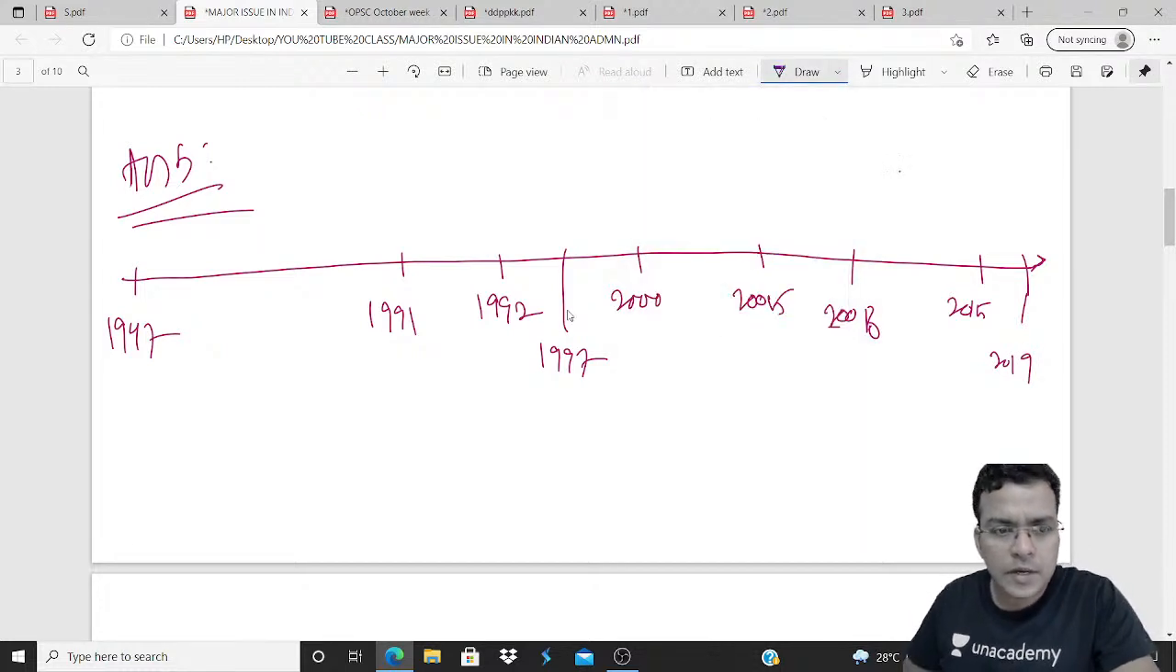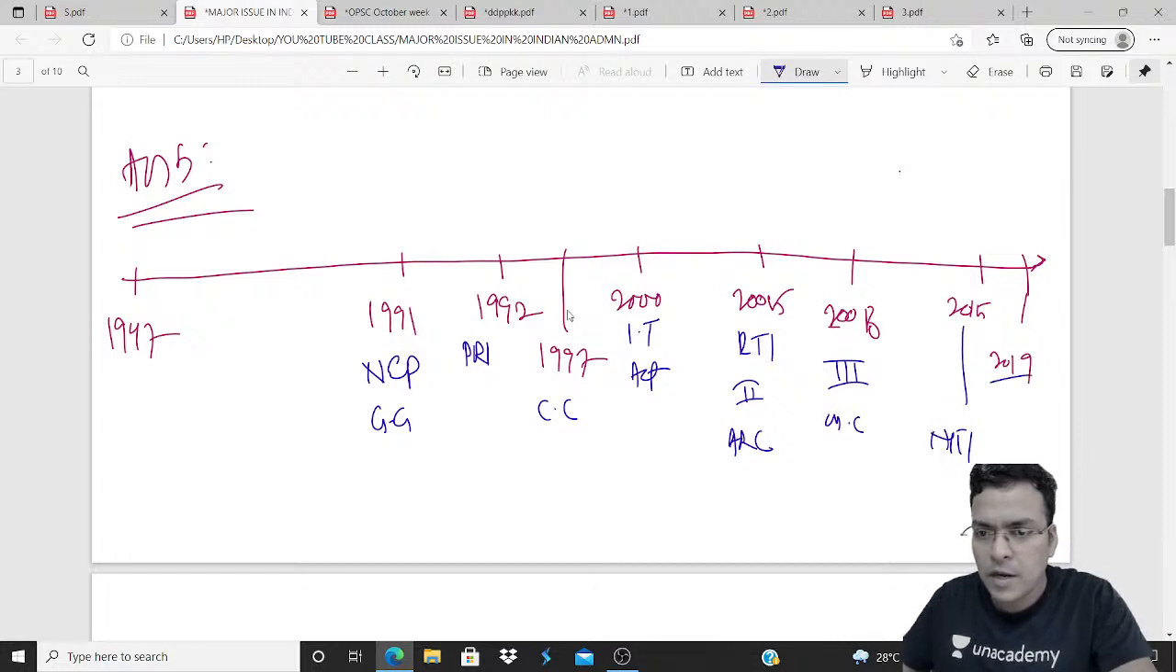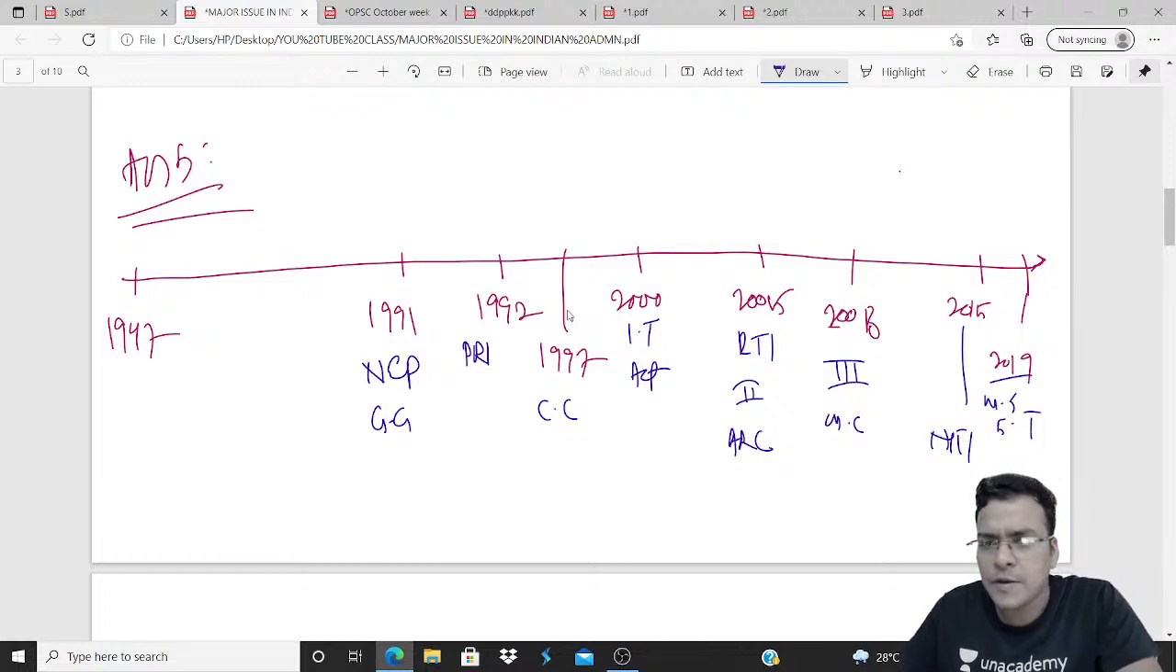We can write that Indian independence 1947; 1991, we have new economic policy, good governance paradigm; 1992 Panchayati Raj institutions; 1997 citizen charter; 2000 IT Act; 2005 RTI, also second ARC; 2008 third Ministers' conference; 2015 Niti Aayog; and 2019 it is Mo Sarkar and 5T. In between, Digital India, after the Modi government came, the concept of Digital India.